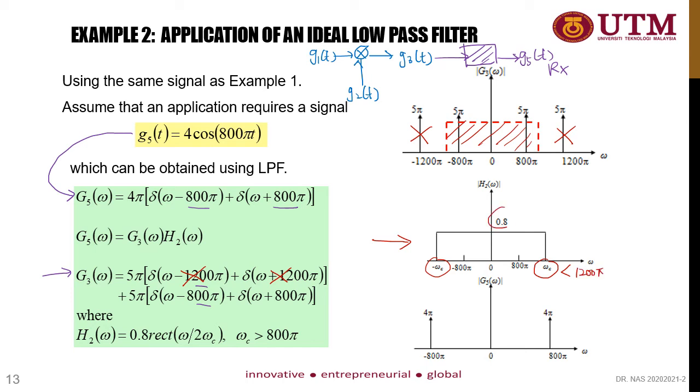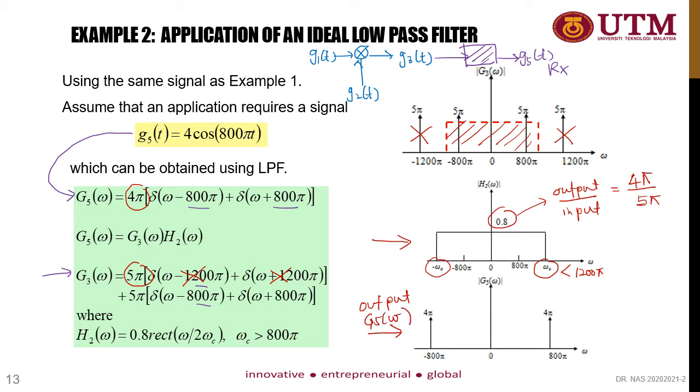How about the magnitude of the filter? It's basically the ratio between the output over the input amplitude. In this case, the output required is 4 pi over the input you have, which is 5 pi. So you get 0.8. Okay, so this is how the output signal looks like, the output signal in which you have G5 in this case.